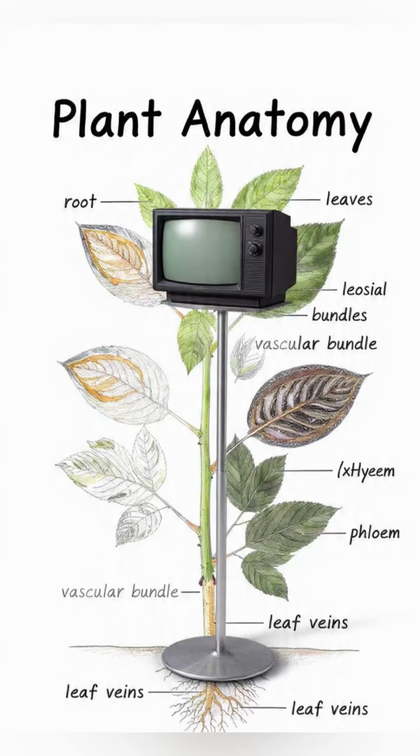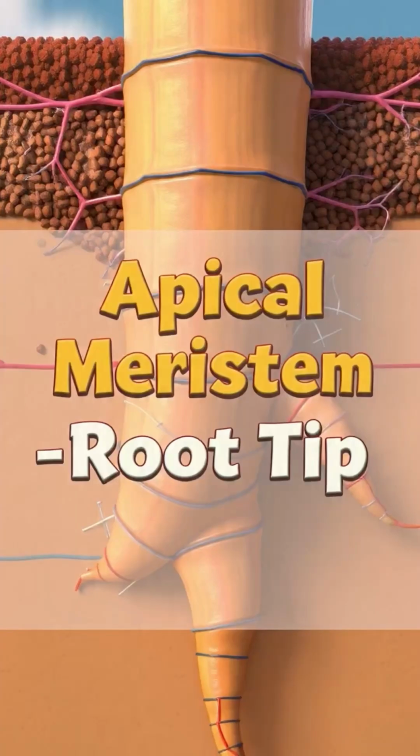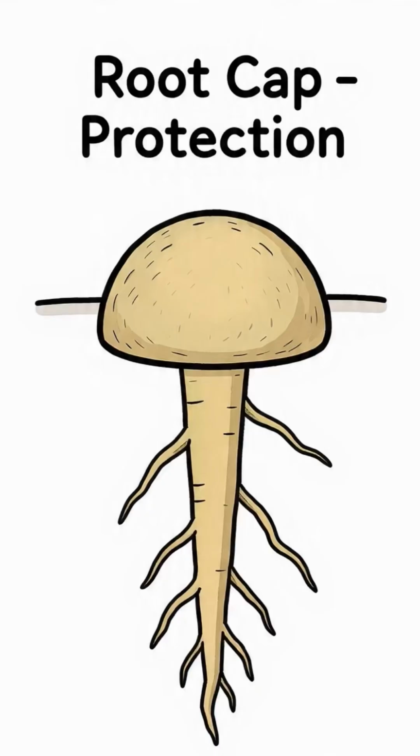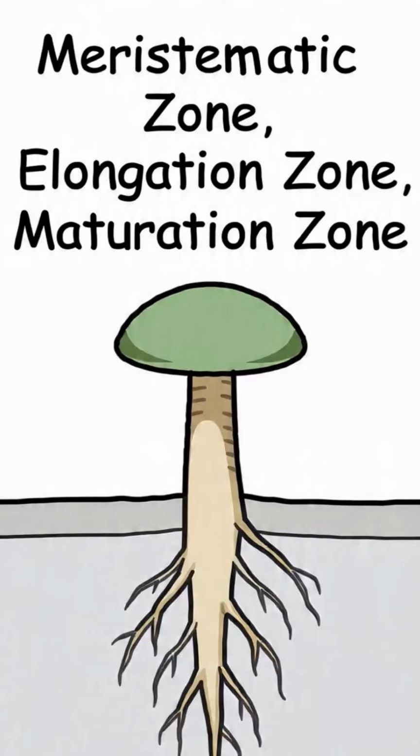Root tip with apical meristem. At the tip of every root there is a region called the apical meristem. This area contains rapidly dividing cells that help the root grow longer. It is like the root's engine for growth. The root tip is protected by a root cap, which shields the delicate meristem as the root pushes through soil. It also helps in sensing gravity, so roots grow downward.